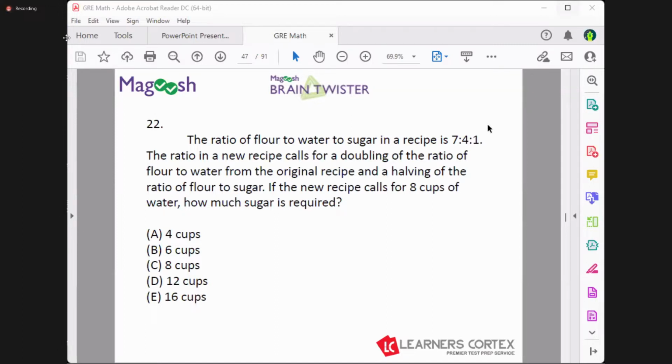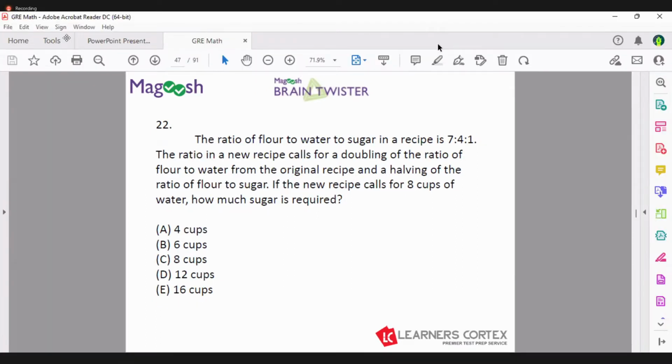Okay. So we'll discuss these questions first, and then we'll move on to the algebra section. The ratio of flour to water to sugar in a recipe is 7:4:1. So this is the flour component, this is the water component, and this is the sugar component. We can write this as F is to W is to S, which is 7:4:1.